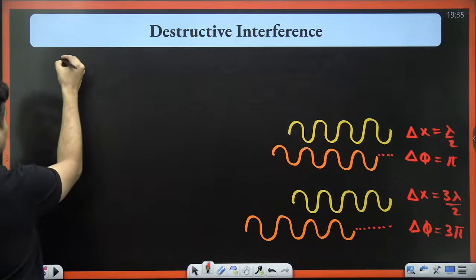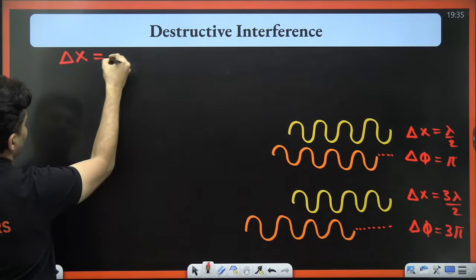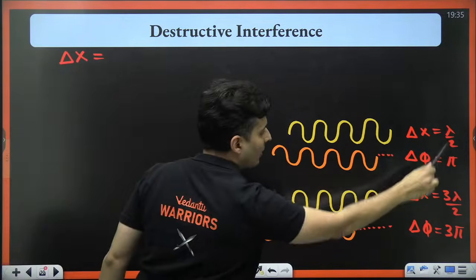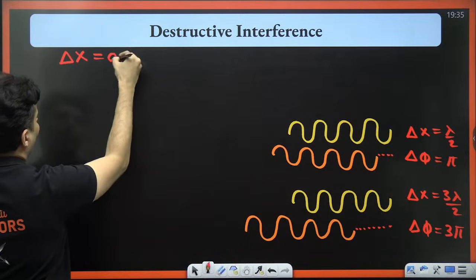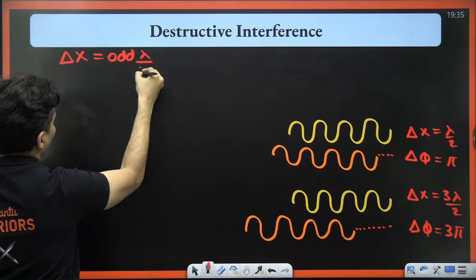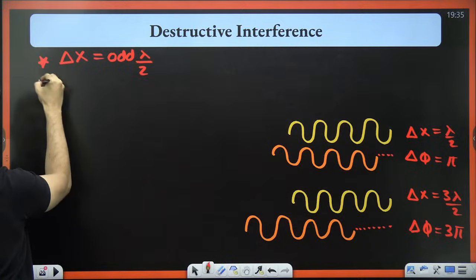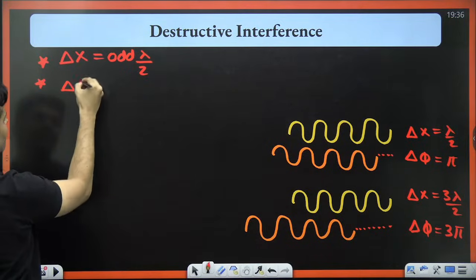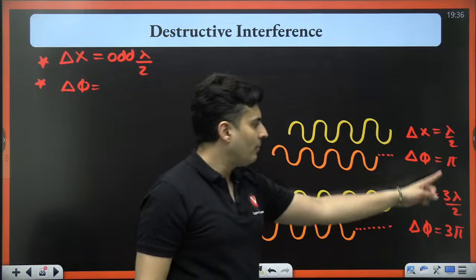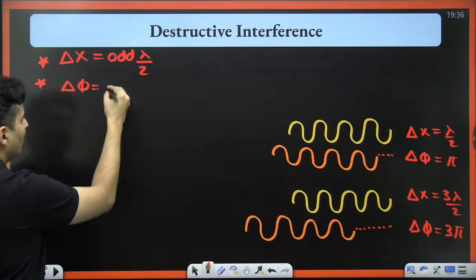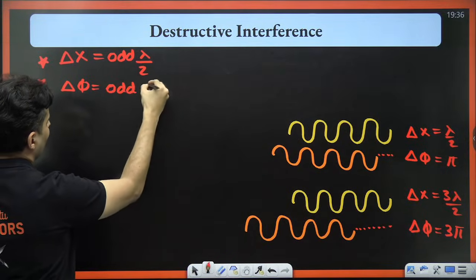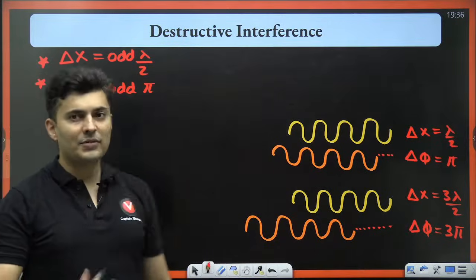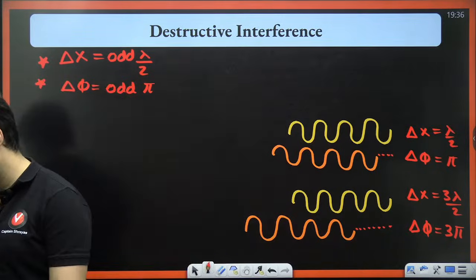So from this you get an idea that your delta x must be in general odd multiples of lambda by 2. That is the first conclusion that you see. And the second conclusion is the phase difference can be pi, 3 pi, 5 pi, so it is basically odd multiples of pi. Is that clear, my dear students?